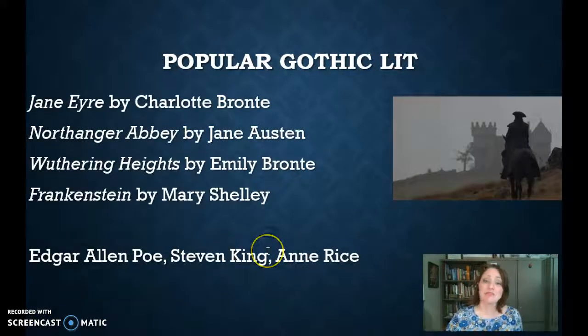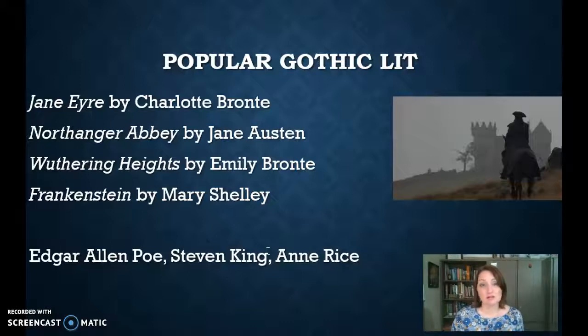So some popular Gothic lit that you might be familiar with is obviously Frankenstein, which we are reading by Mary Shelley, works by Edgar Allan Poe, Stephen King, and Anne Rice being two of the more common, more recent modern Gothic writers. Wuthering Heights and Jane Eyre by the two Bronte sisters, and then Northanger Abbey by Jane Austen.